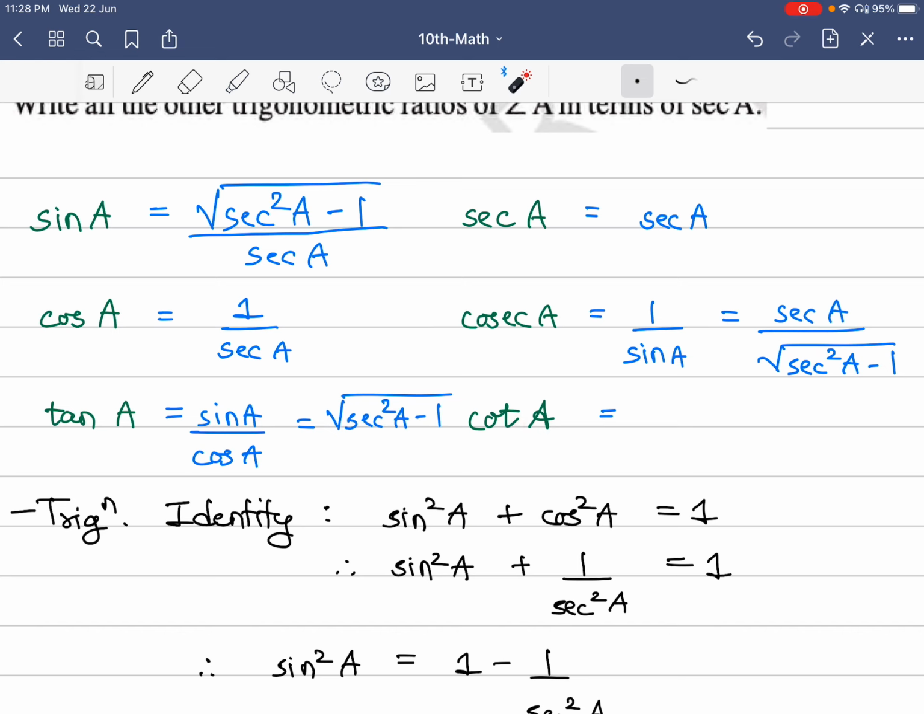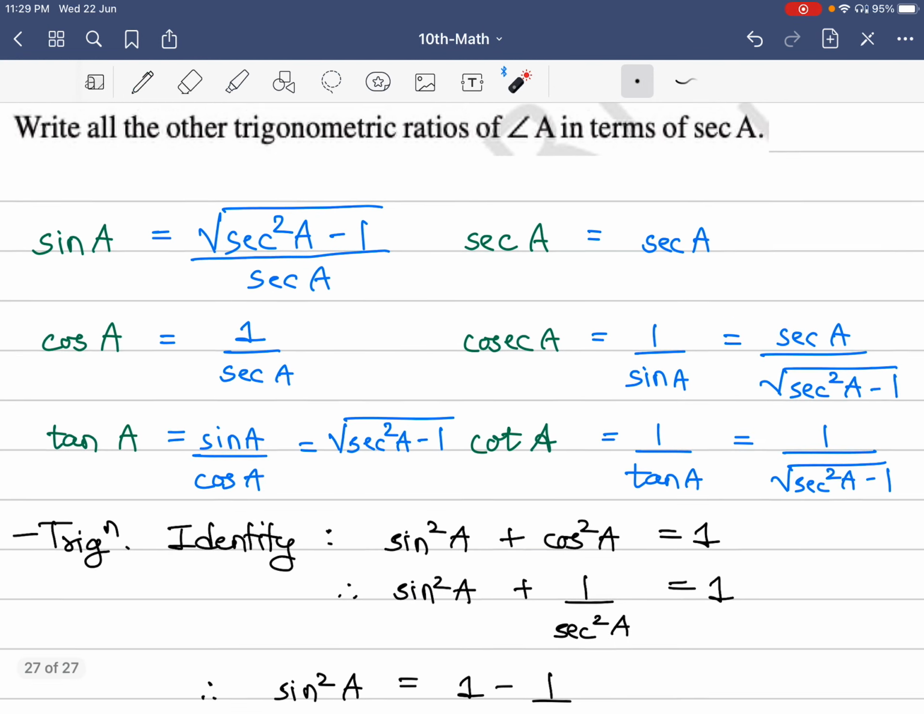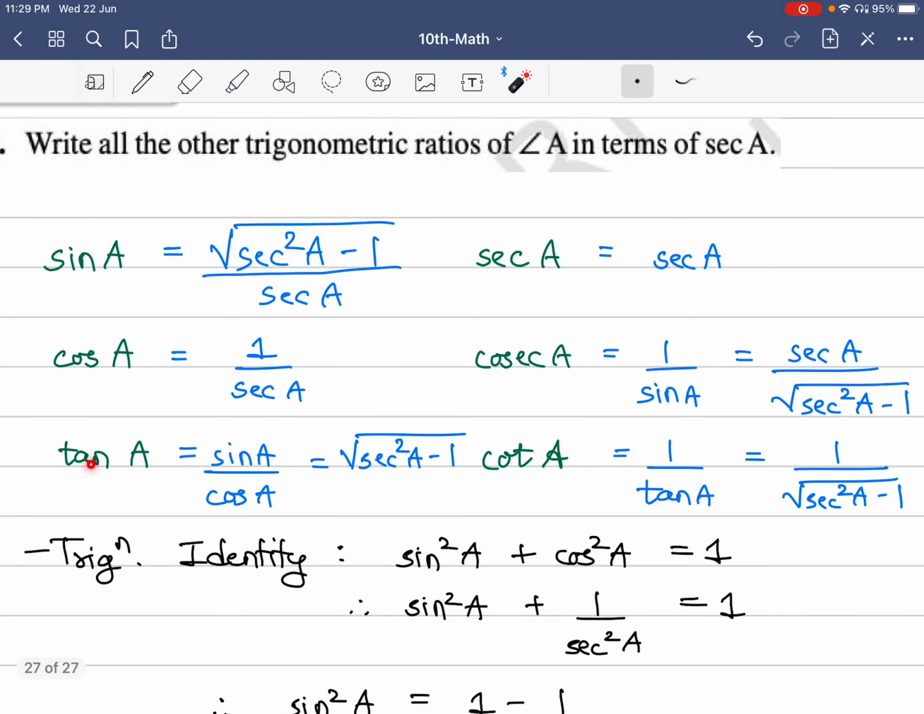And now once again, what is cot of A? Cot of A is reciprocal of tan of A, and thus that is going to be 1 upon under root of sec square A minus 1. Yes, and thus we have very successfully expressed all the trigonometric ratios. Sec A is sec A, but the remaining 5 trigonometric ratios are expressed in terms of sec A only. So that is what this question is about.